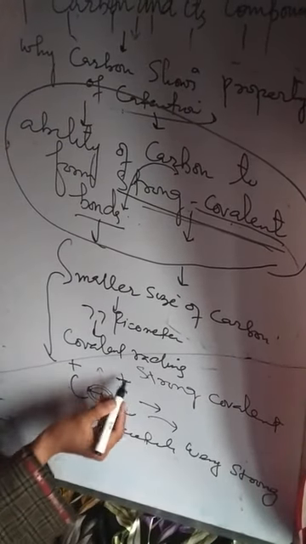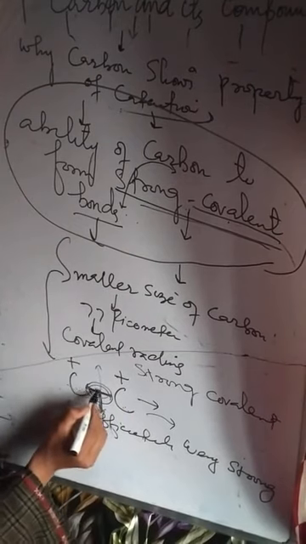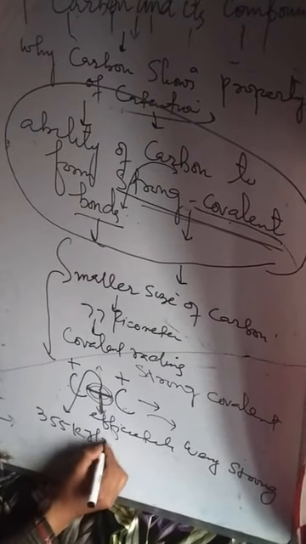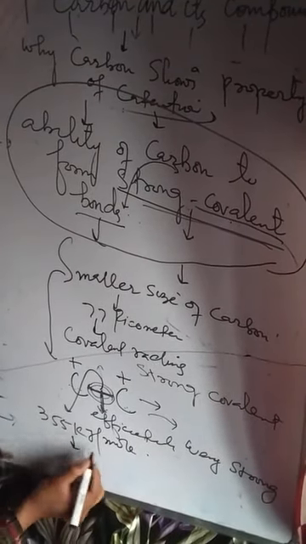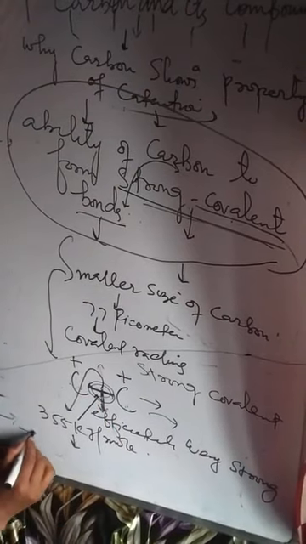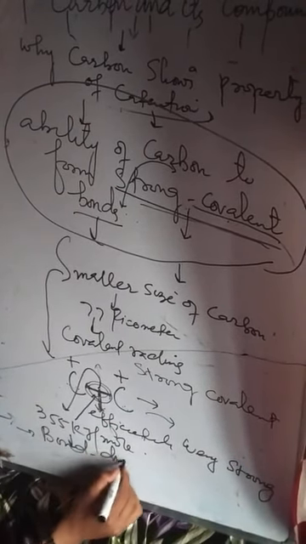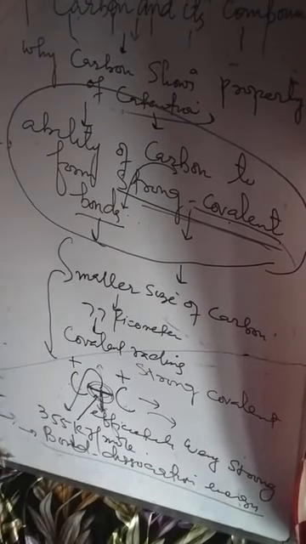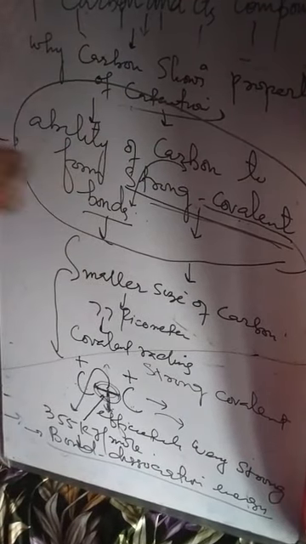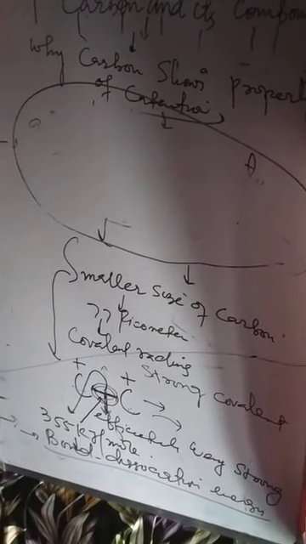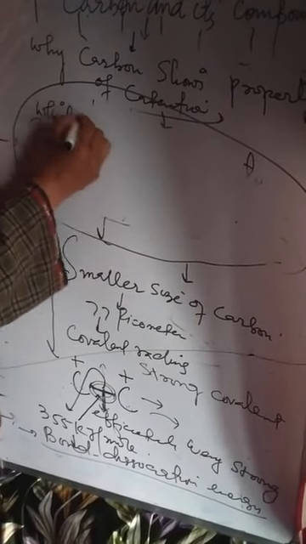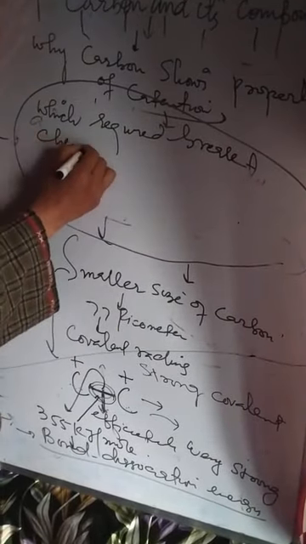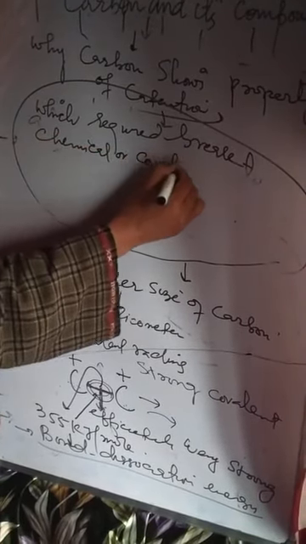The moment you have to break this carbon-carbon bond, you have to apply as much as 355 kJ per mole energy. And that energy which is used to break a carbon-carbon bond is called bond dissociation energy. Now the question arises, what is bond dissociation energy? Bond dissociation energy is the energy which is required to break a chemical or covalent bond.